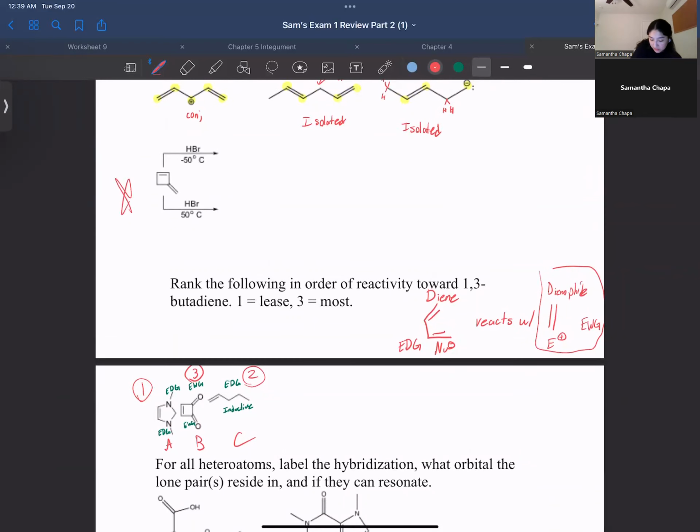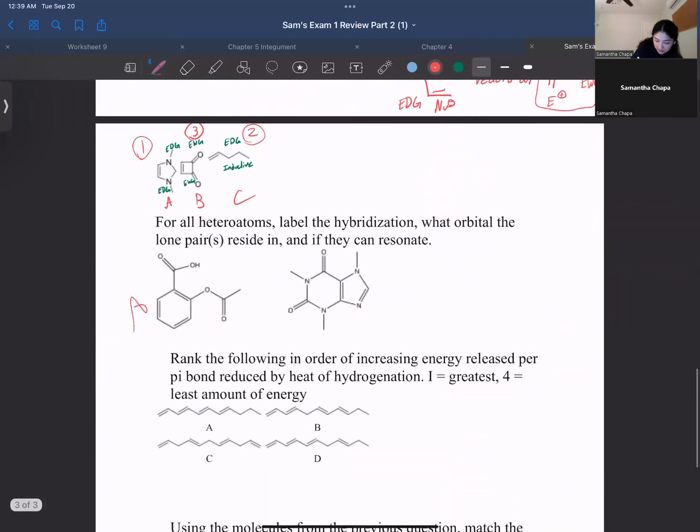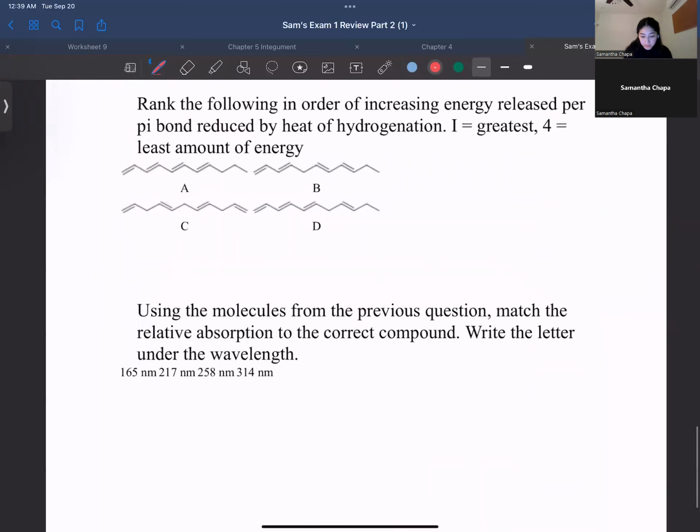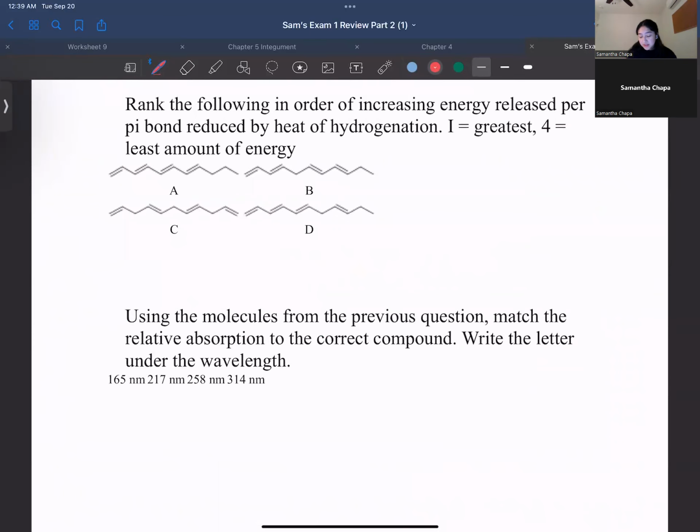I'll include this one and this one on the next worksheet. But let me just finish with this. Rank the following in order of increasing energy released per pi bond, reduced by the heat of hydrogenation. 1 being the greatest, 4 being the least amount of energy.